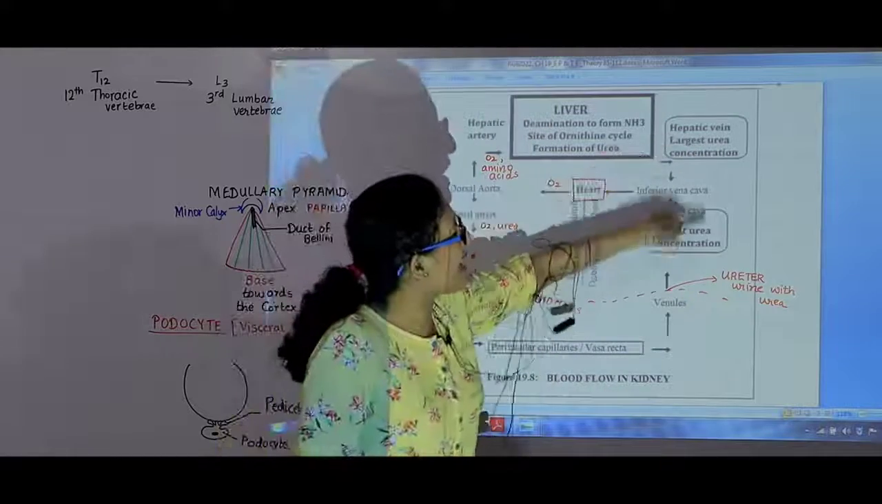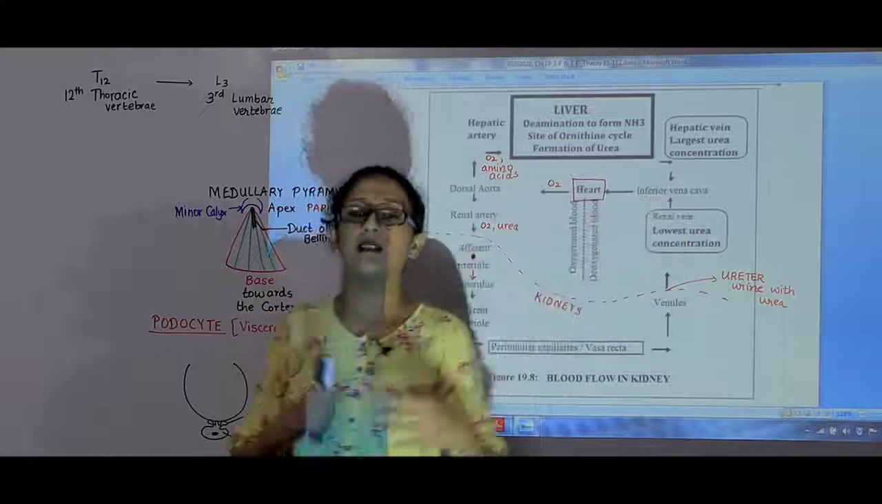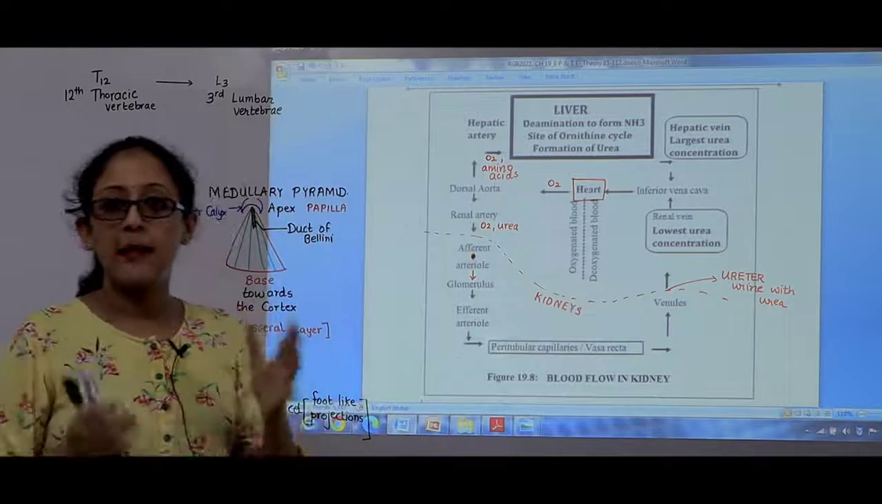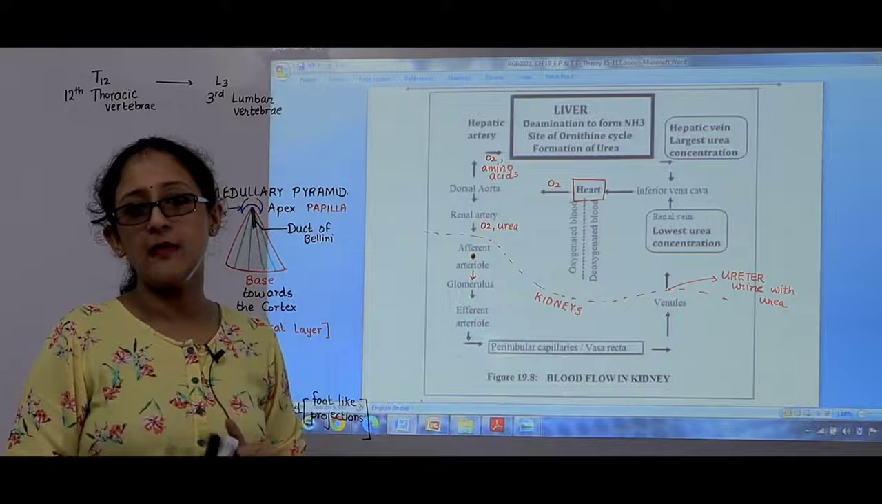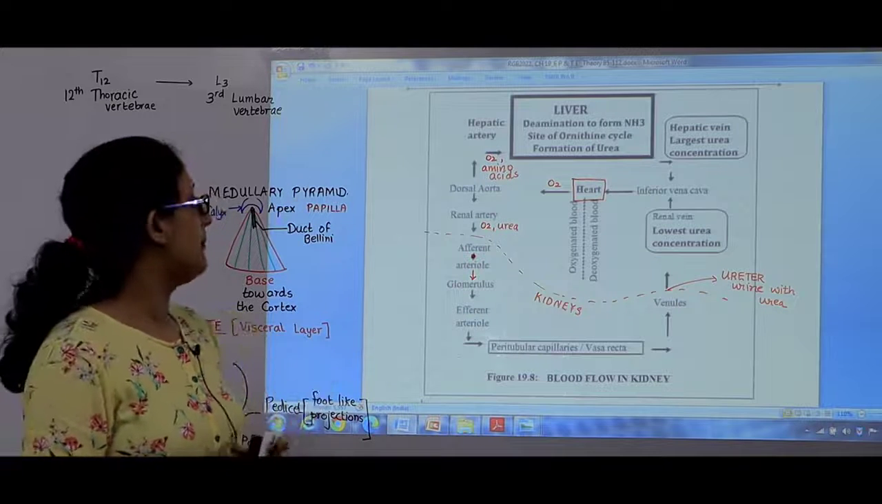These two, put a star for it. This is what they ask. They have asked this question in NEET. Hepatic vein, maximum urea; renal vein, minimum urea.